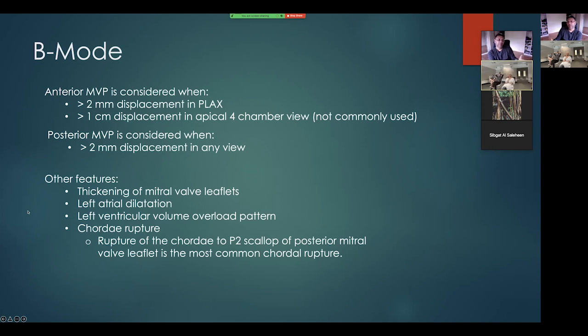And other features of mitral valve disease: there could be thickening of the leaflet, there could be atrial fibrillation or some atrial dilatation, and all the features of MR in terms of volume overload pattern of the left ventricle and dilation of the left atrium. And as I mentioned in my previous slides, the posterior leaflet doesn't have strong anatomical support, so posterior prolapse is more common, especially P2.